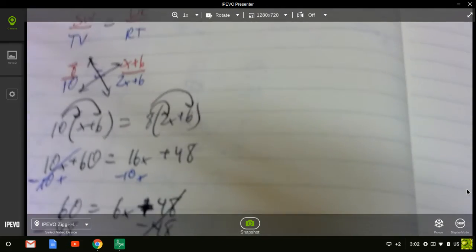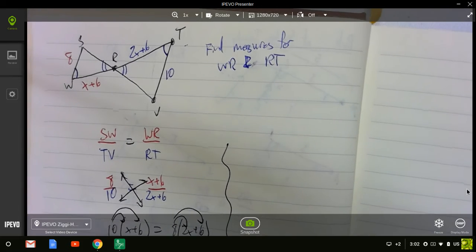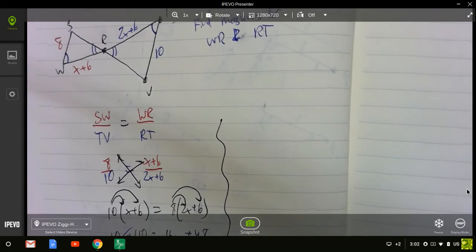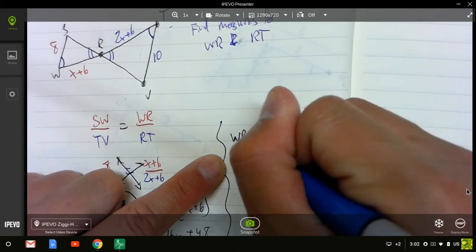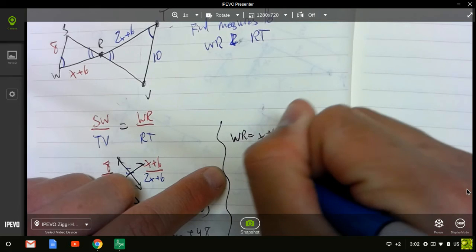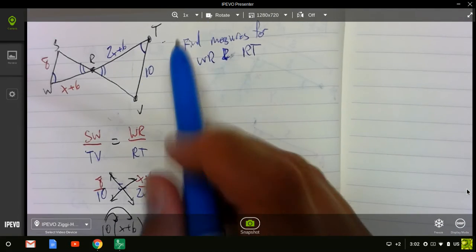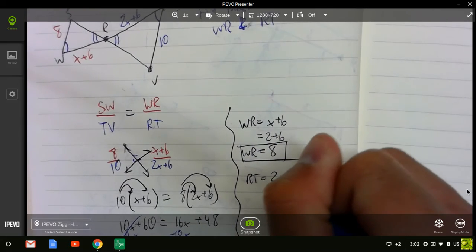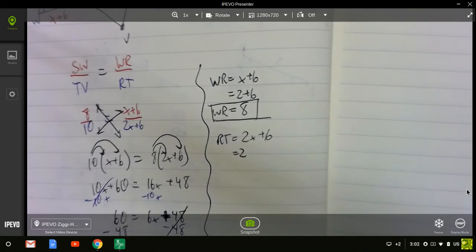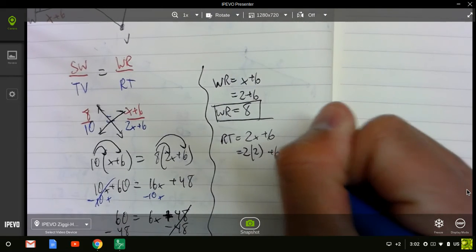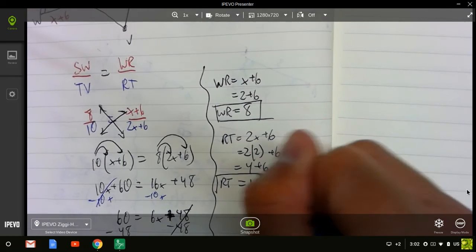So with x equal to 2, let's start another column of work here. WR, I know for a fact, is given as x plus 6, and I just solved that x is 2. So WR is 8. Then RT is equal to 2x plus 6, and x, again, is 2. So I write 2 times 2 plus 6, which is 4 plus 6, giving a value of 10, making RT equal to 10.